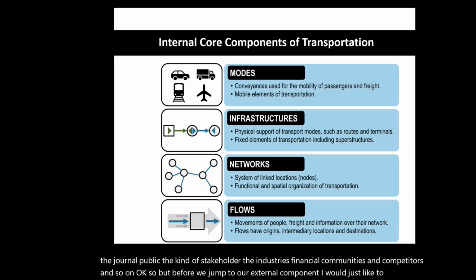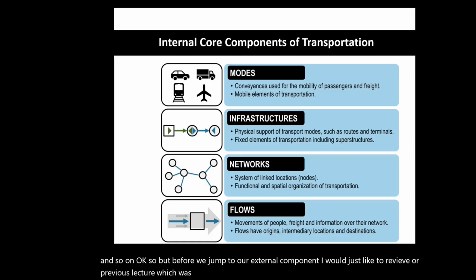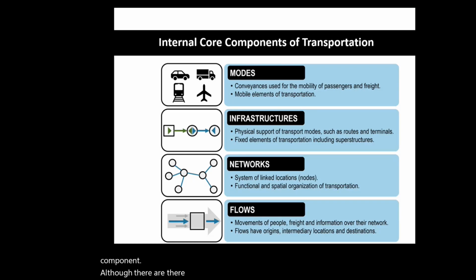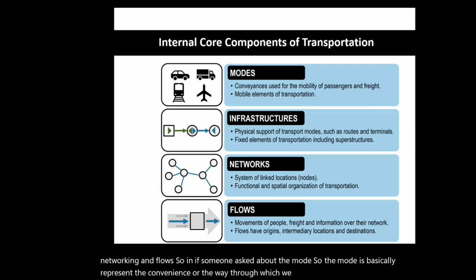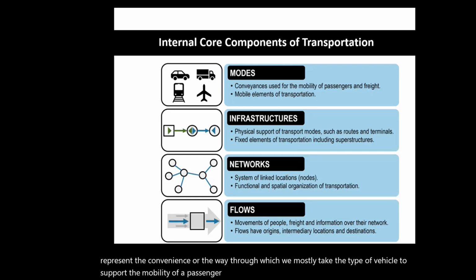Our previous lecture was titled how we can define the internal component. Although there are a few, the most important four of them are modes, infrastructure, networking, and flows. If someone asks about the mode, the mode basically represents the way through which we take the type of a vehicle to support the mobility of a passenger or freight, or a very bulk type of item.